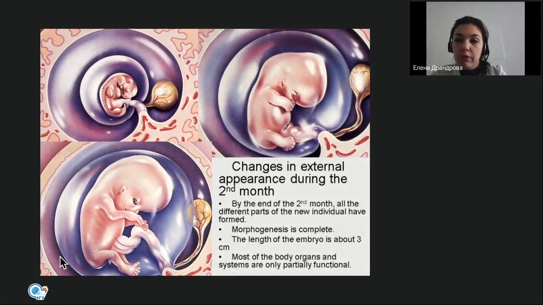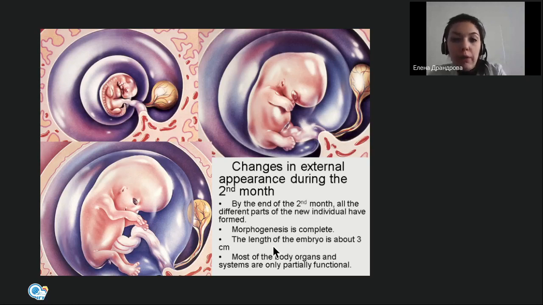So what happens next? All of these things, like histogenesis, formation of tissues, are complete by the end of the 8th week of embryonic development. But how does the embryo look at this time? What can we see in the external appearance? By the end of the second month, all the different parts of the new individual have been formed. We can see head, trunk, legs, upper limbs, even eyes. So morphogenesis, formation of different parts of the body, is complete.